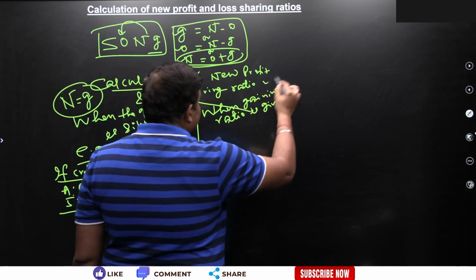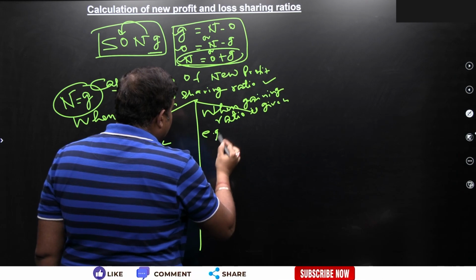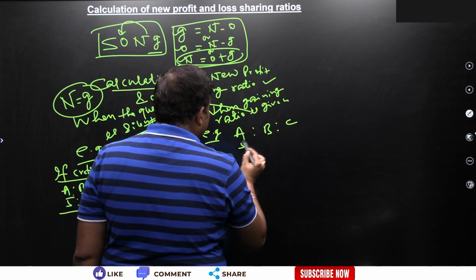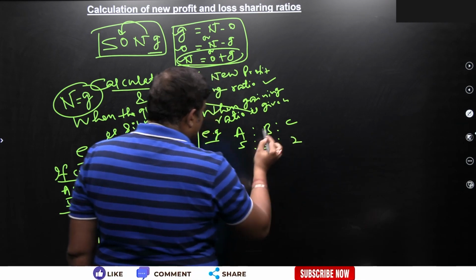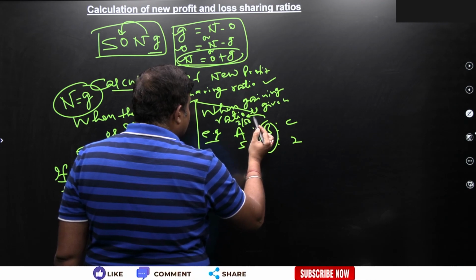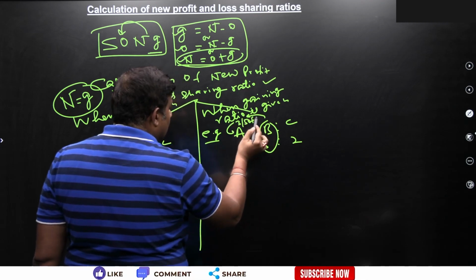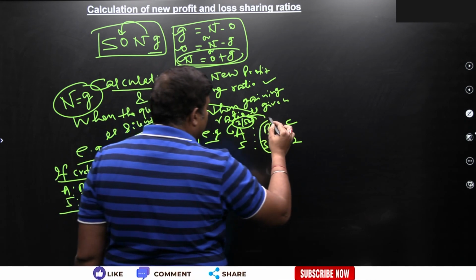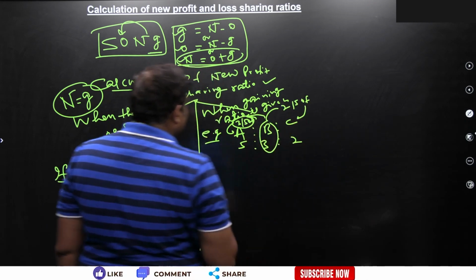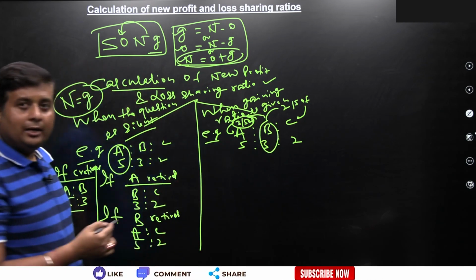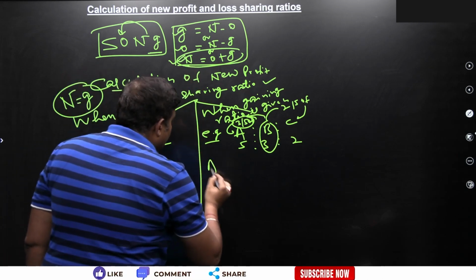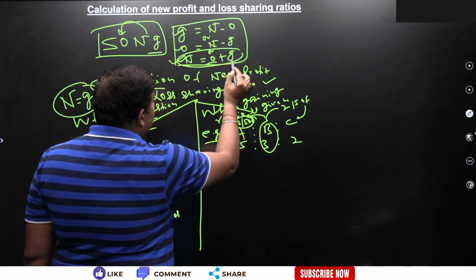Now, next part is when the gaining ratio is given. Let's take an example here also. Suppose A, B and C were the three partners having a share of 5:3:2, B retires and B has given 3/5 of his share to A. So this is the gaining share for A, the existing partner, and 2/5 of his share is given to C. Now you have to calculate the new ratio of A and C. So the formula would be old plus gaining.